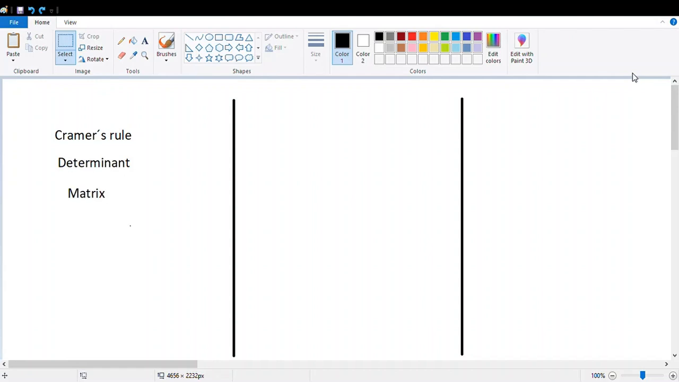Then what is a matrix? A matrix is a rectangular array of numbers. For example, this is a matrix. Why is it a rectangular array of numbers? Because we can identify columns and rows.